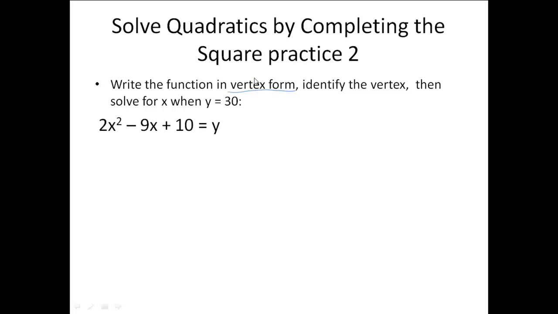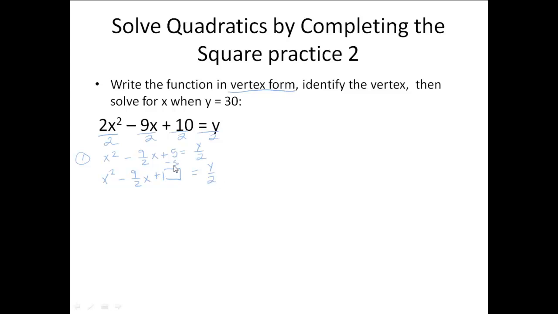Well, anytime it says to write a function in vertex form, that means we need to complete the square. So I'm going to go and divide everything by 2, which is my step 1. And I would be left with x squared minus 9/2 x plus 5 is equal to y over 2. Second step says I move the constant and I add the boxes. So I would have x squared minus 9/2 x plus a box is equal to y over 2.